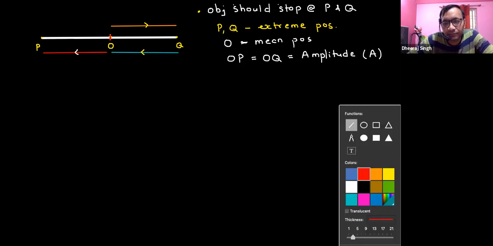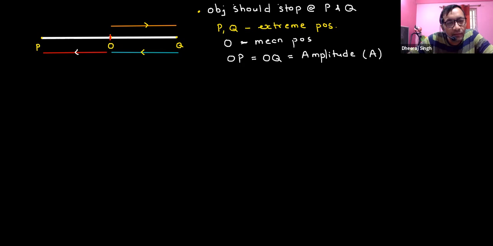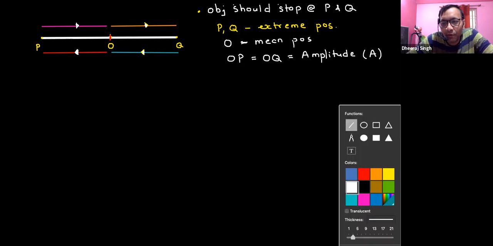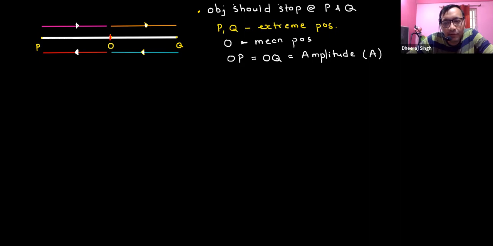And now when it comes back, you will see that even velocity is repeating. So in total, there are four distinct movements. These four movements will repeat in every cycle: O to Q, Q to O, O to P and P to O. Fine. So let us try to see a little bit more about the movement of it.